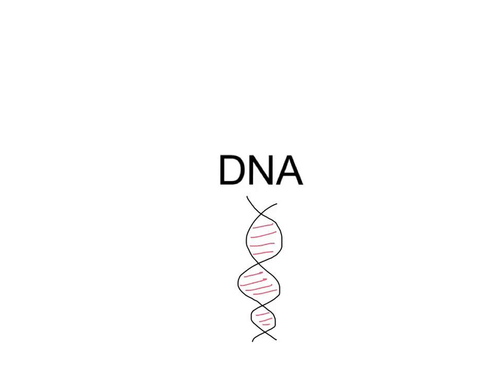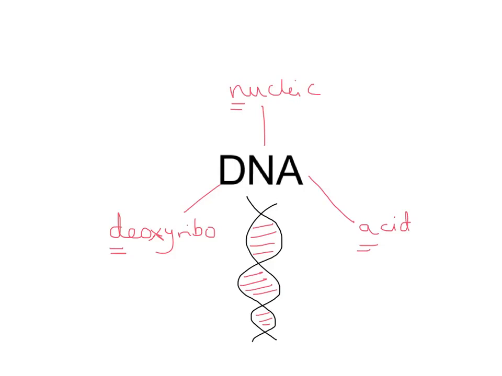Let's start by saying what the letters DNA actually stand for. The D stands for deoxyribo. That's where the D comes from. The N comes from the word nucleic. And the A comes from the word acid. So DNA stands for deoxyribonucleic acid. It's because of the nature of the sugar that it contains.